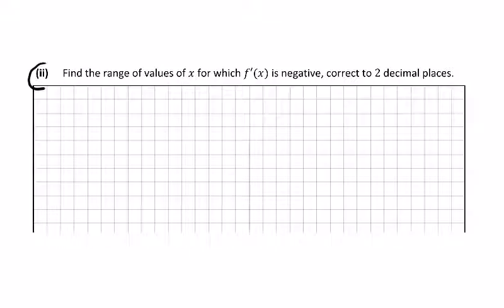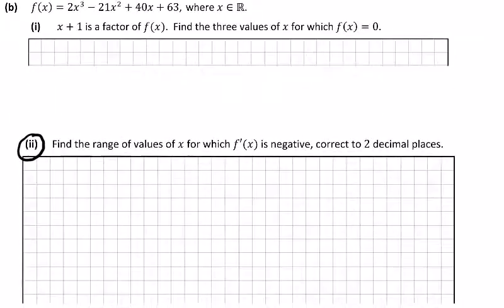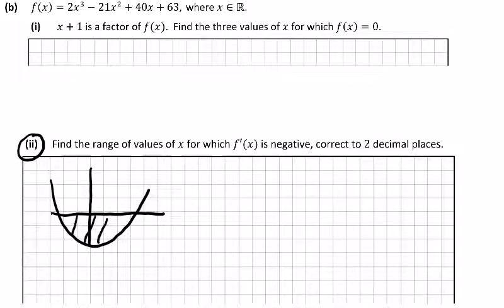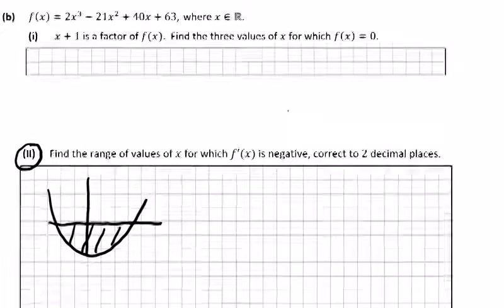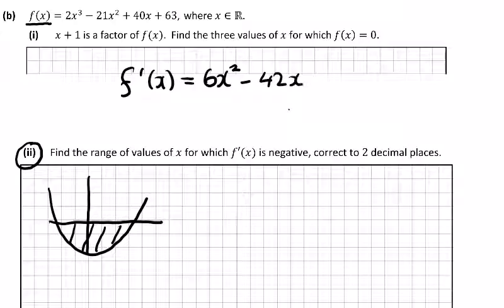So when I'm getting distracted, the last part, the range of values for which f prime x is negative. So your instant thinking here is the range of values where the quadratic will be negative will be in here. So let's have a look. We have f of x, f prime x is equal to 6x squared minus 42x plus 40.